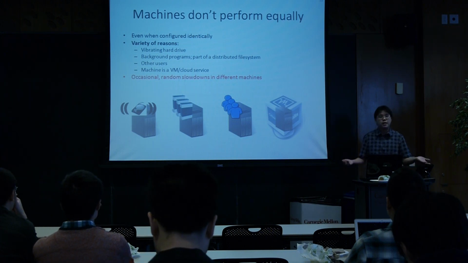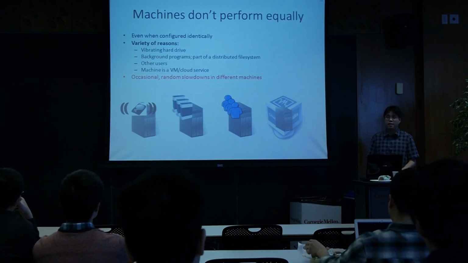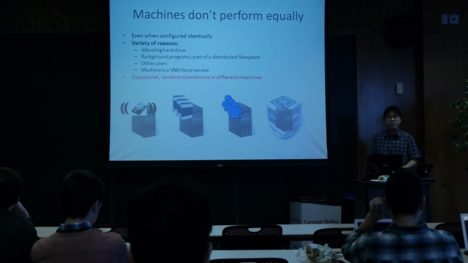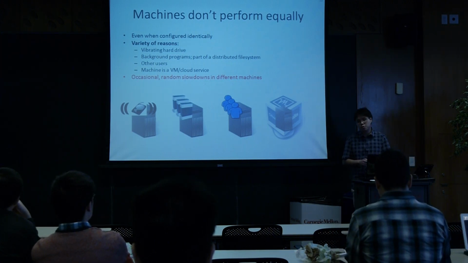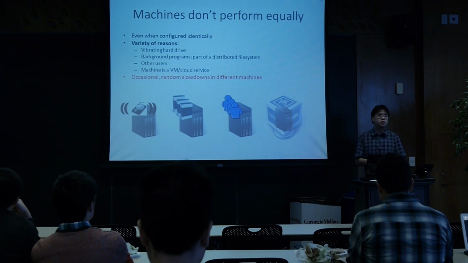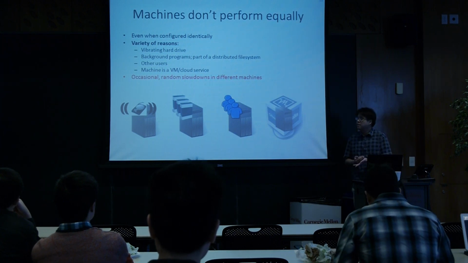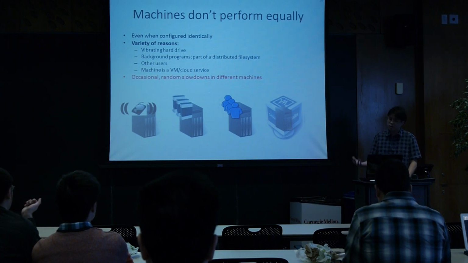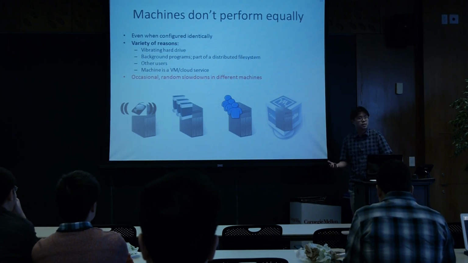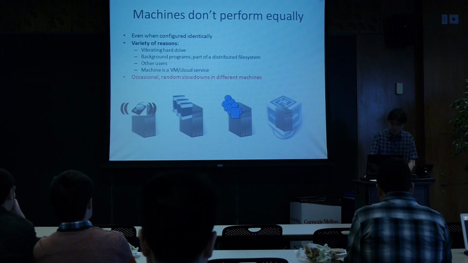Then other users could be making use of the machine, and most commonly these days, the machine may be in a virtual machine or may be part running in the cloud, such as EC2, where most cloud providers, even if they guarantee you a certain level of computation, they will not guarantee you a certain level of network performance at all. The reason why I mention these things is that they all result in occasional random slowdowns in different machines. These random slowdowns will have consequences for iterative parallel algorithms, as we'll see a little later.